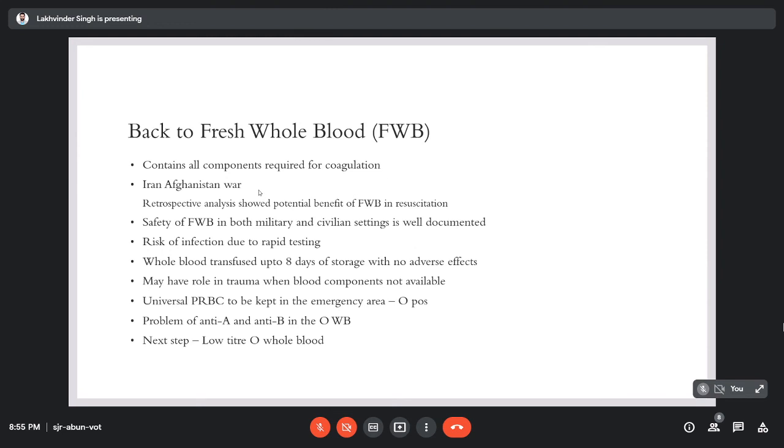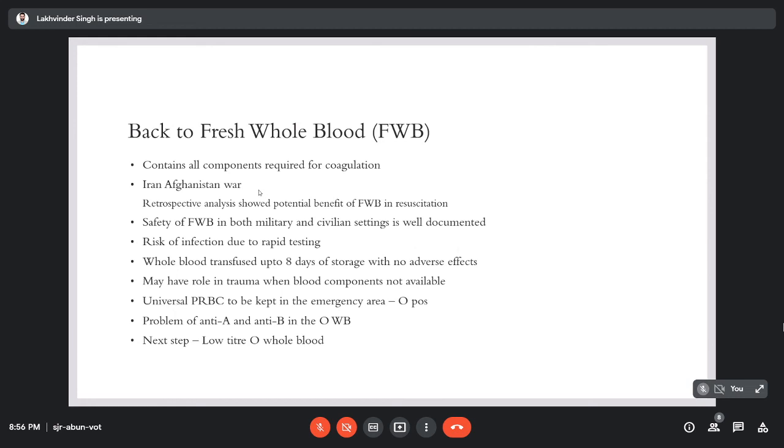Whole blood up to 8 days has been transfused, but what after that? What to do with that whole blood after 8 days? Even if it is 5 days in the US, it may have a role in trauma when blood components are not available. And in our Indian setting, we can use PRBCs, because if we give whole blood, then anti-A, anti-B would be there. And in our Indian population, we don't know whether the titers are high or low. So if you give O positive whole blood to a patient who is A positive, then it may cause hemolysis.